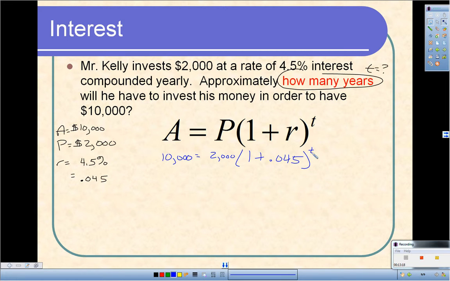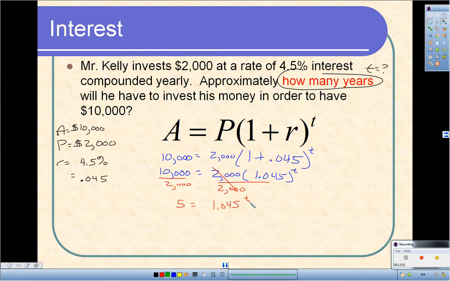Now remember, guys, you're trying to solve this for T. Well, T is an exponent, so I have to somehow bring this T out. So that's where we know we're going to use logarithms to help us. But before we can do that, I'm going to clean this up a little bit. I'm going to remember my PEMDAS, and so I'm going to do what's inside of parentheses, so that's going to give me 1.045. And then to solve this for T first, I'm going to divide by 2,000, and so 10,000 divided by 2,000 is 5, and then that leaves me 1.045 to the T.